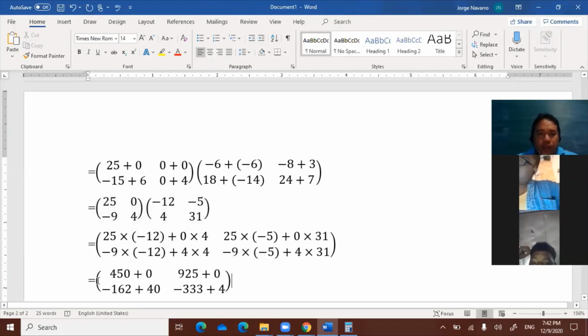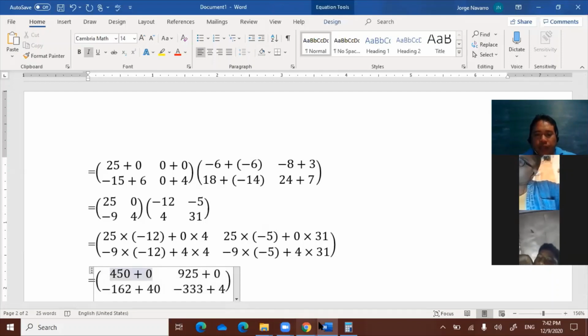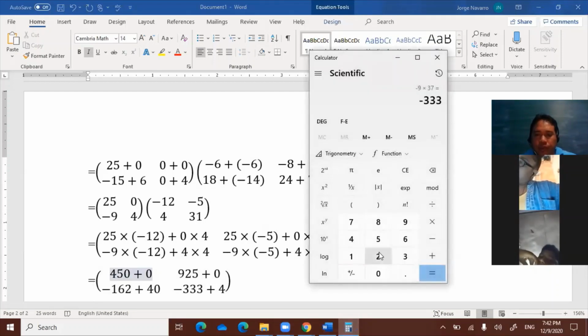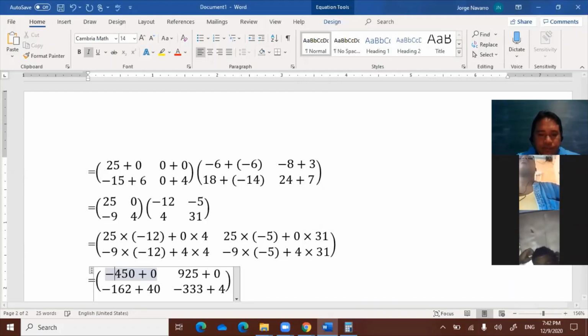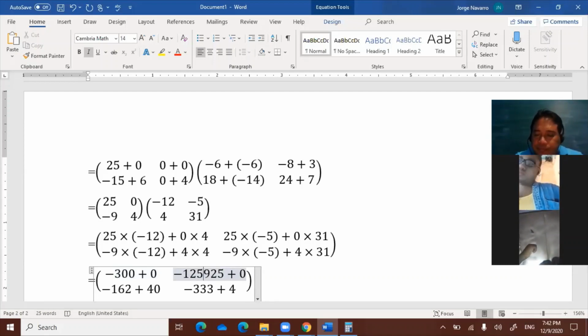So we're coming up to the end. All right, so 25 times negative 12 is negative 300. So negative 300, let me put it here, sorry. Negative 300 plus 0, so that's going to remain. Here, 25 times negative 5, that's negative 125, right? Plus 0 again, so that one remains there.